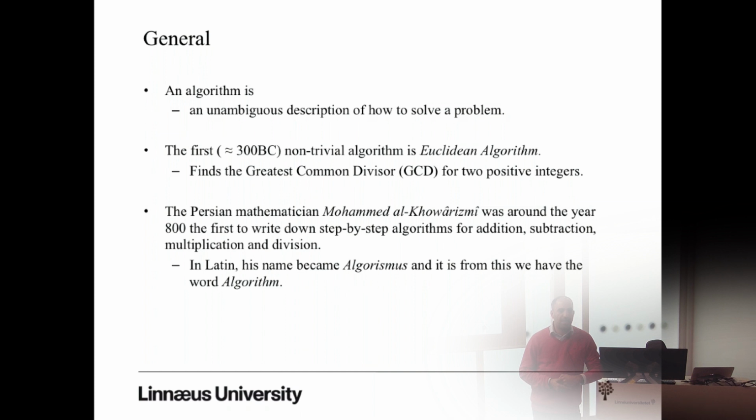And the name algorithm came from a Persian guy, Al-Khwarizmi, and he gave us the algorithm for addition and subtraction. He was also a mathematician. From his name, algorithmus, we got this word algorithm. So that's just some historical background. It's not really that important from a computer science point of view, but just as a kind of background.